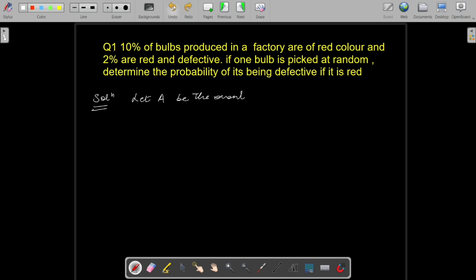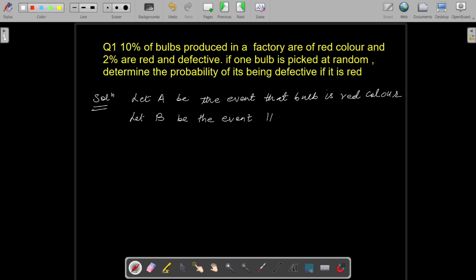Let A be the event that bulb is red color. Let B be the event that bulb is defective.